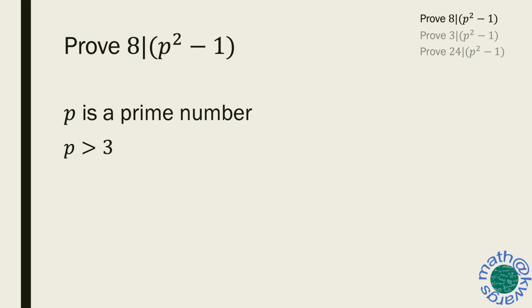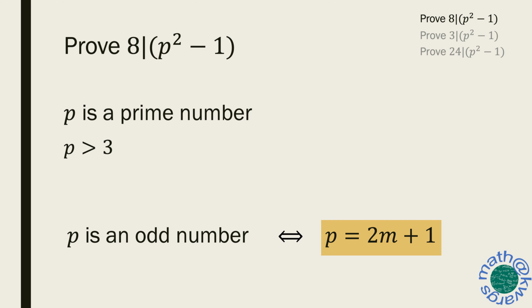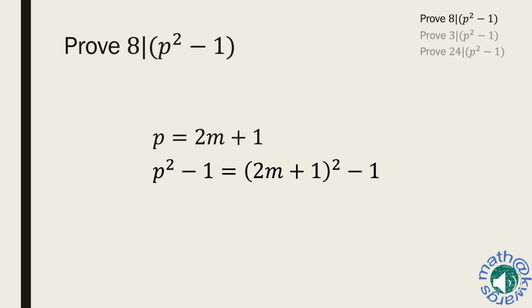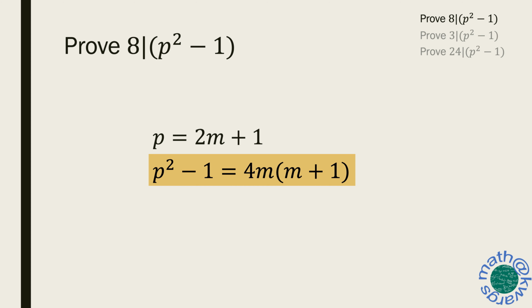We know p is a prime number, and it's greater than 3. So we know p is an odd number, which means p can be written as p is equal to 2m plus 1, where m is a positive integer. With p equals 2m plus 1, we can calculate p squared minus 1 as the following. And we will get p squared minus 1 is equal to 4m(m plus 1).